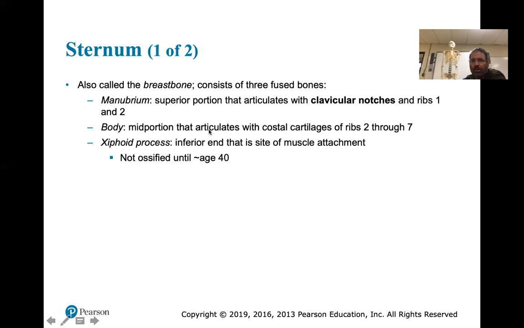Okay, so the body is the mid portion that articulates with the costal cartilages of ribs 2 through 7, 2, 3, 4, 5, 6, 7. So in here, they're all attaching to the body. And the xiphoid process is here, the inferior end. It is a site of muscle attachment. Some places tell you the diaphragm attaches here, because your heart has to attach to the diaphragm too, so it doesn't bounce all around your chest. But your abs attach here and they can attach down there. So if you've ever done certain abs exercises and the next day you feel it right there, that's what's happening.